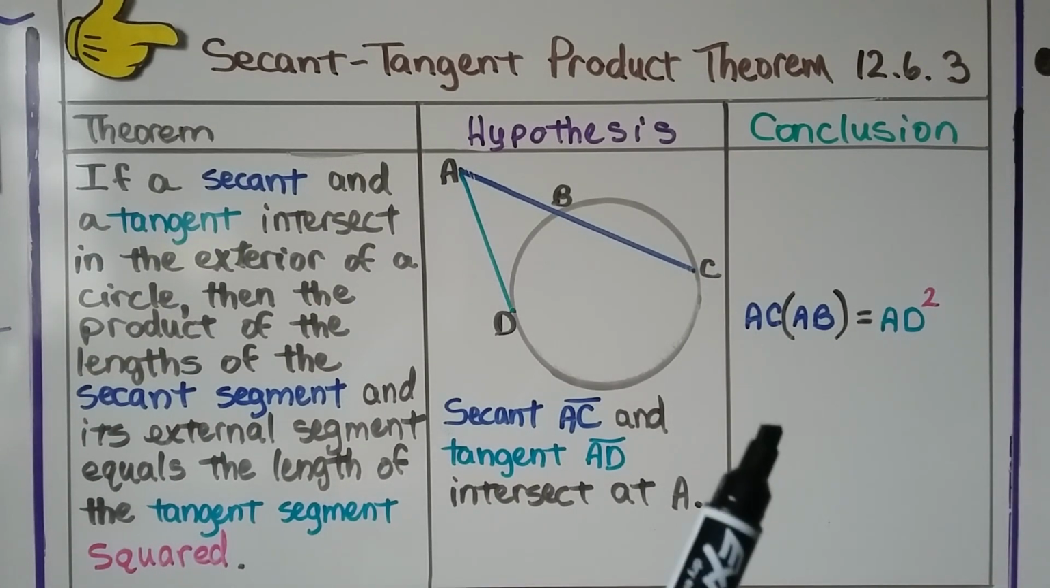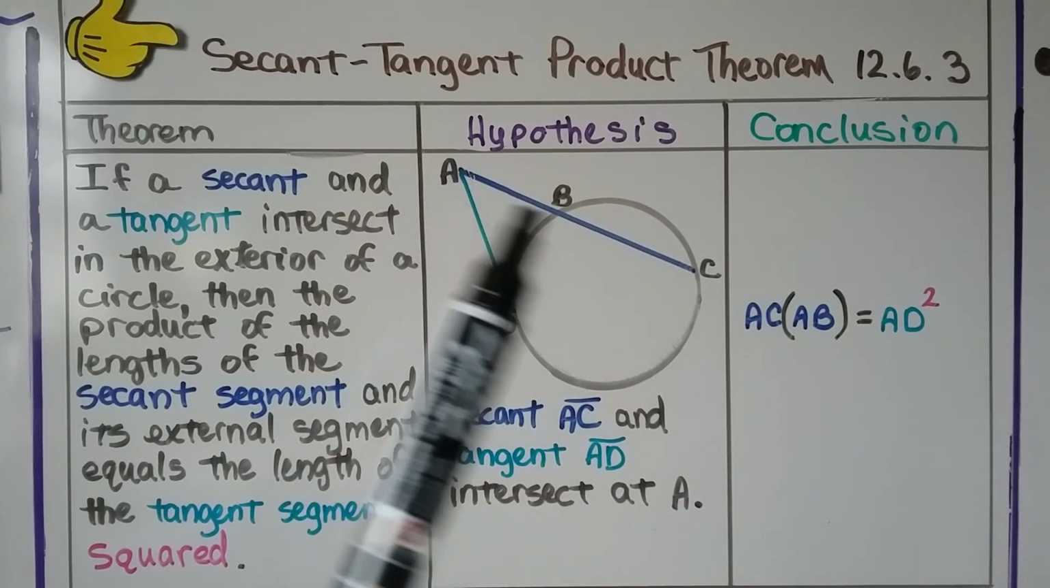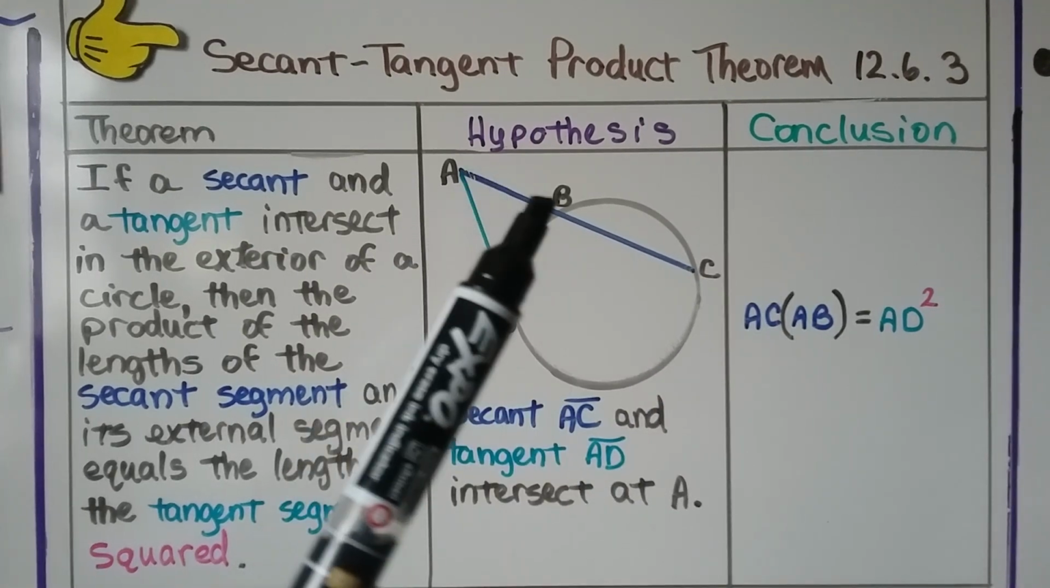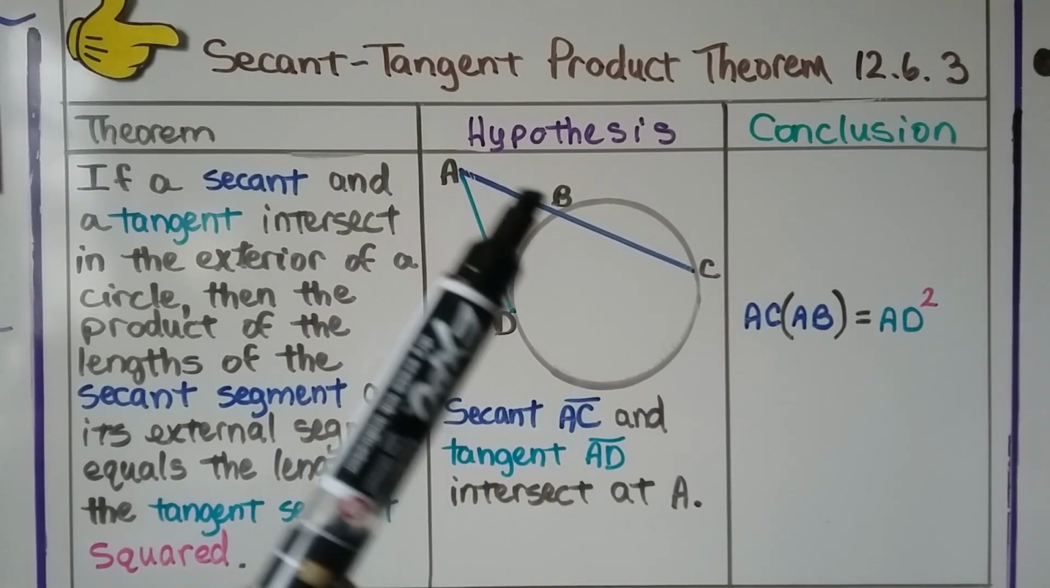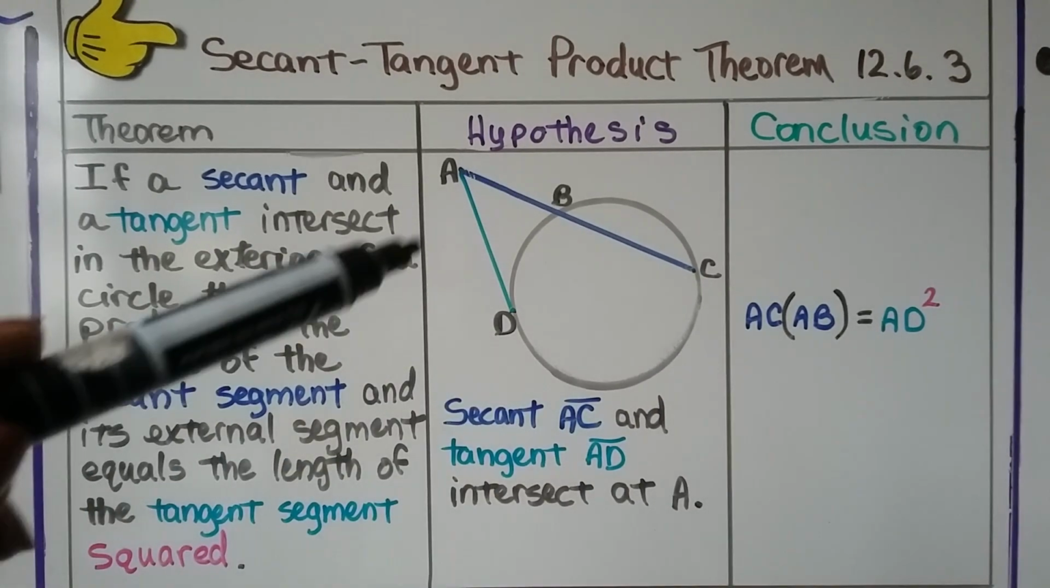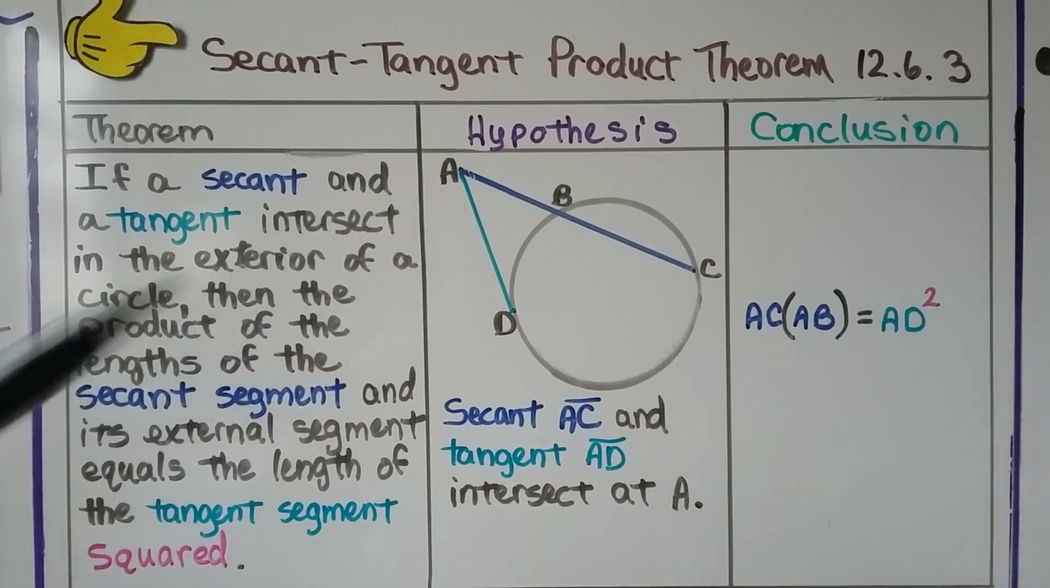So our conclusion is that AC, this entire length, times this little external segment right here, is going to be equal to this length squared.